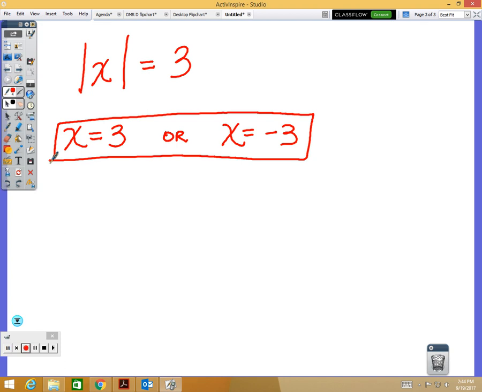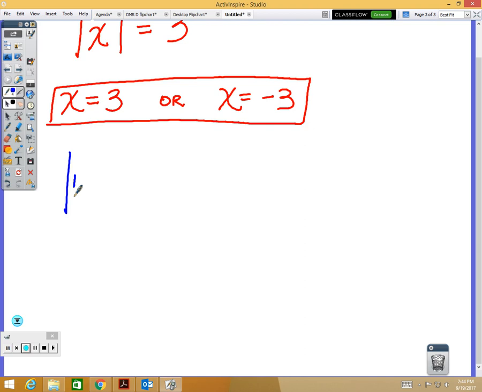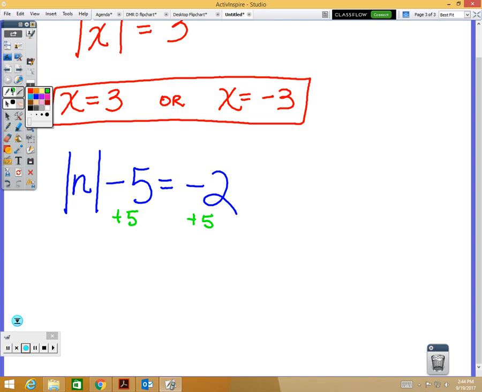Can we see the next example? Maybe that'll help you. All right, so next example, if you have your variable inside your absolute value sign, but then next to it you have -5 equals -2. What we want to do here is we want to get the absolute value by itself, okay? So in this case, it would just be getting your variable by itself. So just like a normal equation, we would add 5 to both sides. And that's going to give you the absolute value of n equals 3.